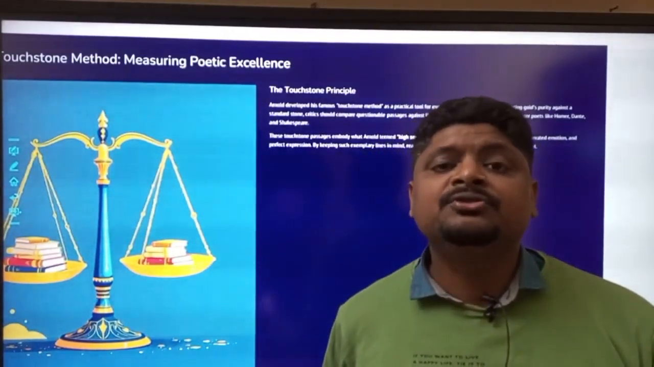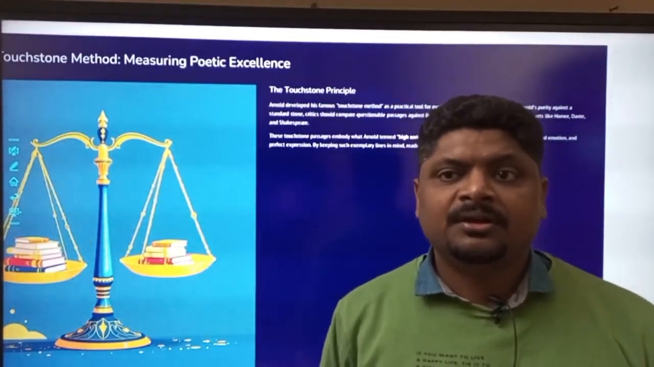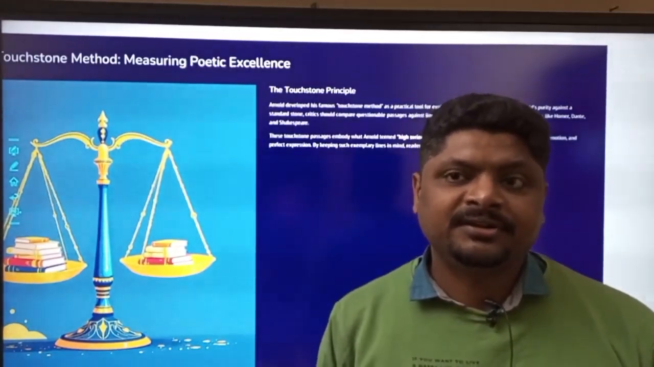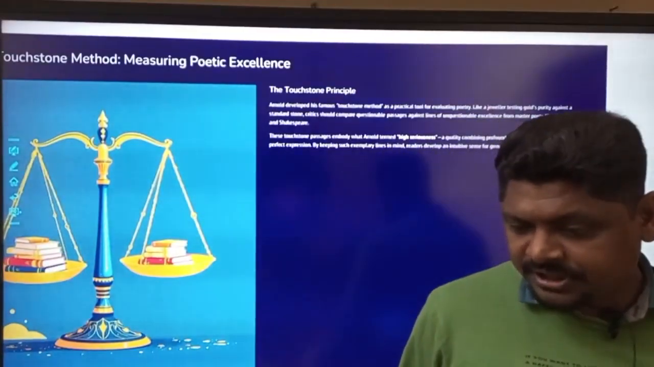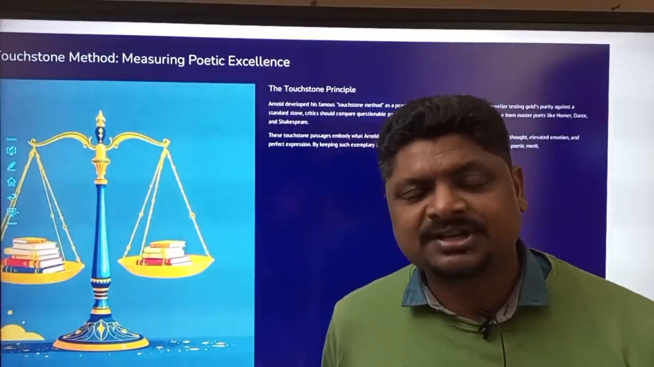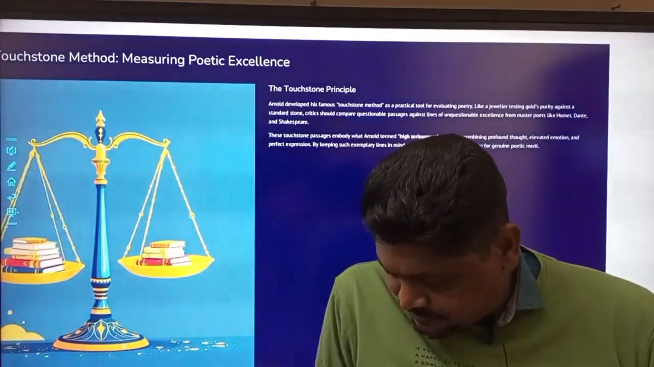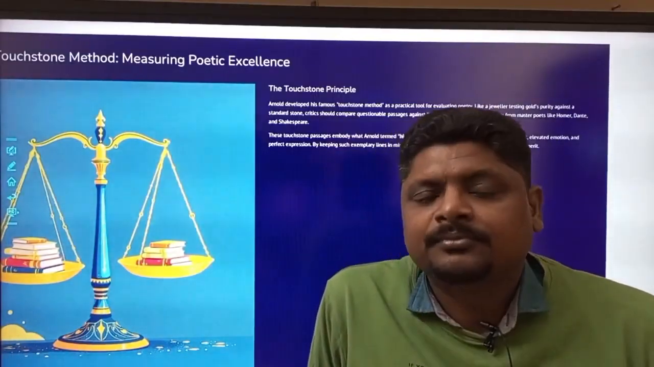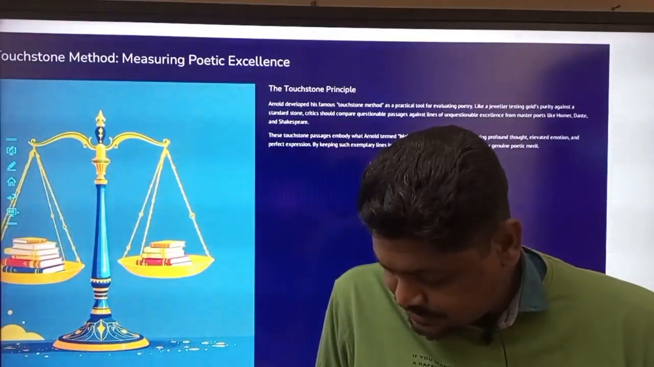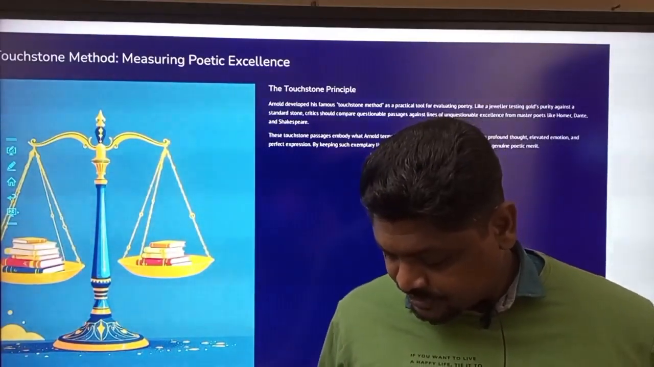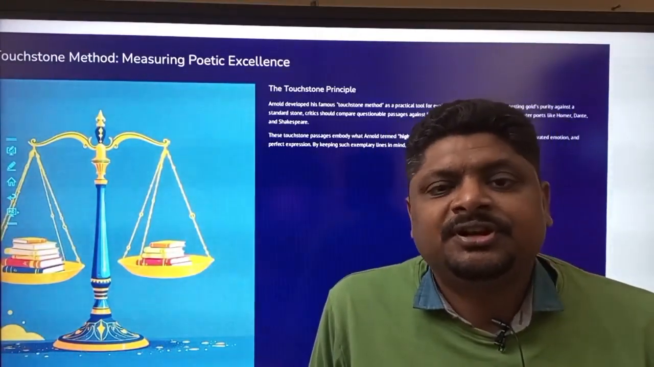But what should be the parameter for comparison? Tell me, compared with what? Comparison we will do, yes, very good. But compared with what? Classic poetry, excellent, very good. Classic poetry or the best literary works.